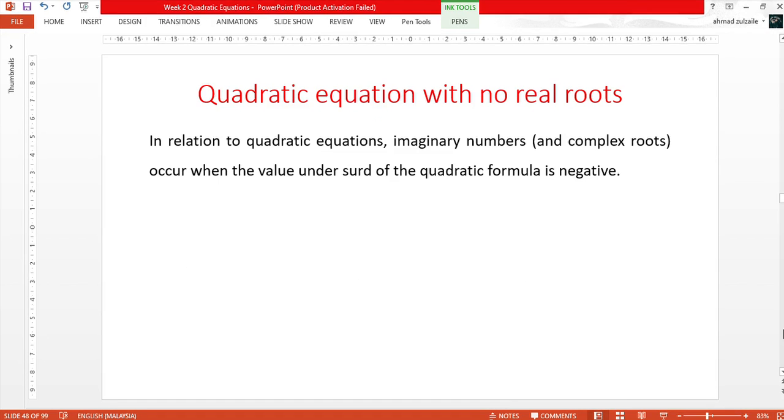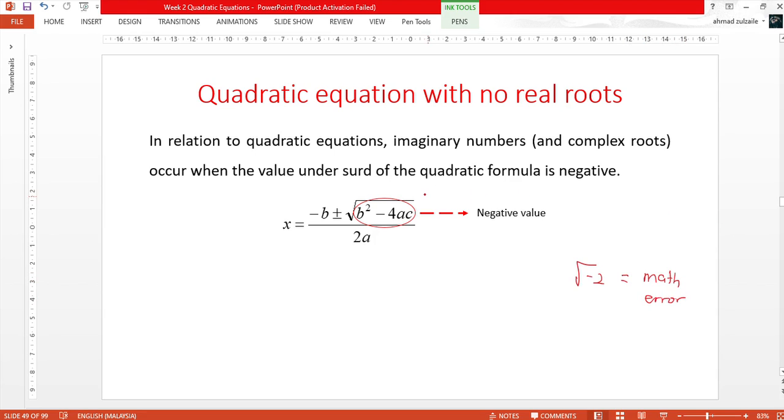Okay. All right. Now next, quadratic equation with no real solution. In relation to quadratic equations, imaginary numbers and complex roots occur when the value under the square root of the quadratic formula is negative. Okay. So remember, if you press your calculator with the square root of a negative number, for example, square root of negative 2, your calculator gives you math error.